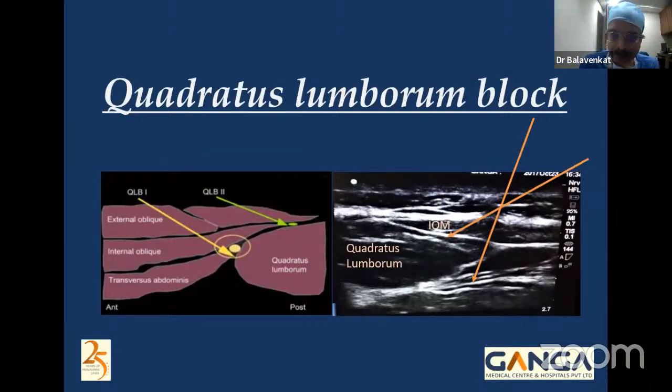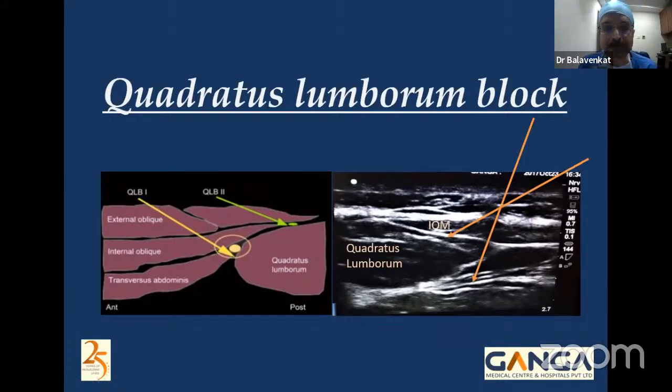And when you do the scanning, as you go from, for example, the umbilicus, you just take the probe laterally. First, when you go laterally, you will see the external oblique, internal oblique, transversus abdominis. Then you take the probe towards the mid-axillary line and to the posterior axillary line. And then you start seeing this transversus abdominis muscle become a fascia. This is called the transversalis fascia. And where the transversalis fascia ends, you get the Quadratus lumborum.